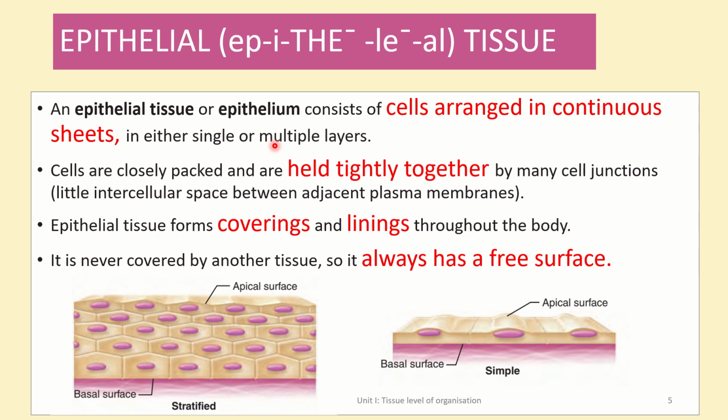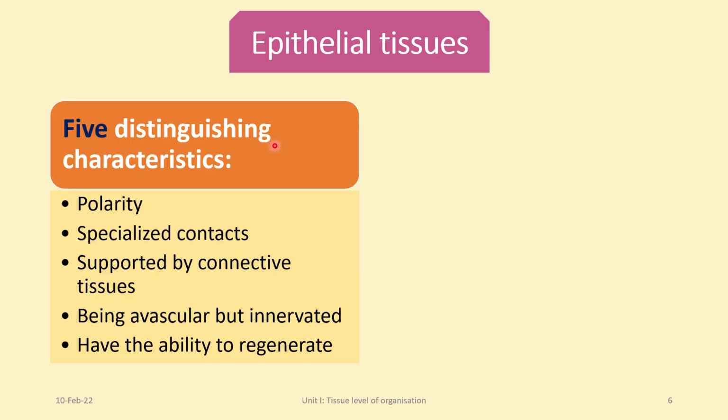So let's understand what the basic elements of an epithelial tissue are. The epithelial tissue has basically got 5 distinguishing characteristics. Firstly, it has polarity. Polarity because it has an apical surface which is exposed to the exterior surface of the body, or else lines the internal organs, and they have different structures and functions, whereas the lower side is attached or is called the basal surface.